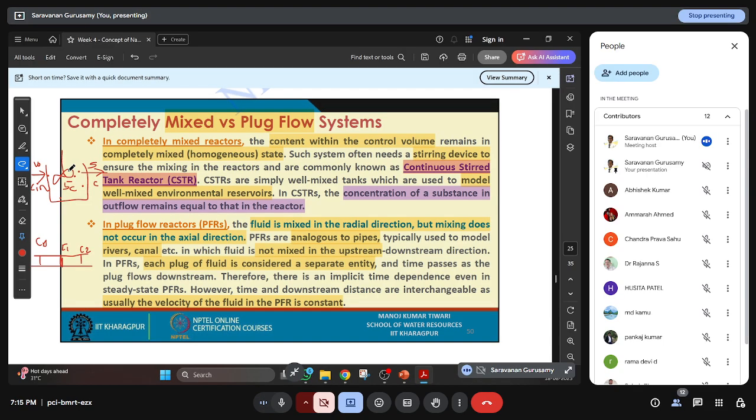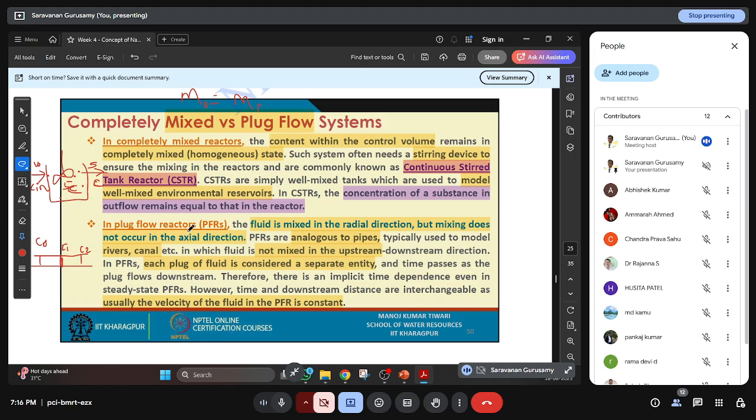So in a completely mixed tank, whenever it's coming in, it will get mixed and it will go out. That means the concentration inside the reactor will always be the concentration outside the reactor. This is one of the conditions in a completely mixed tank reactor. That is called CSTR, with controlled volume and complete homogeneous mixing. The concentration of a substance in outflow remains equal to the reactor. That is another important point: mass out equals mass inside the system.